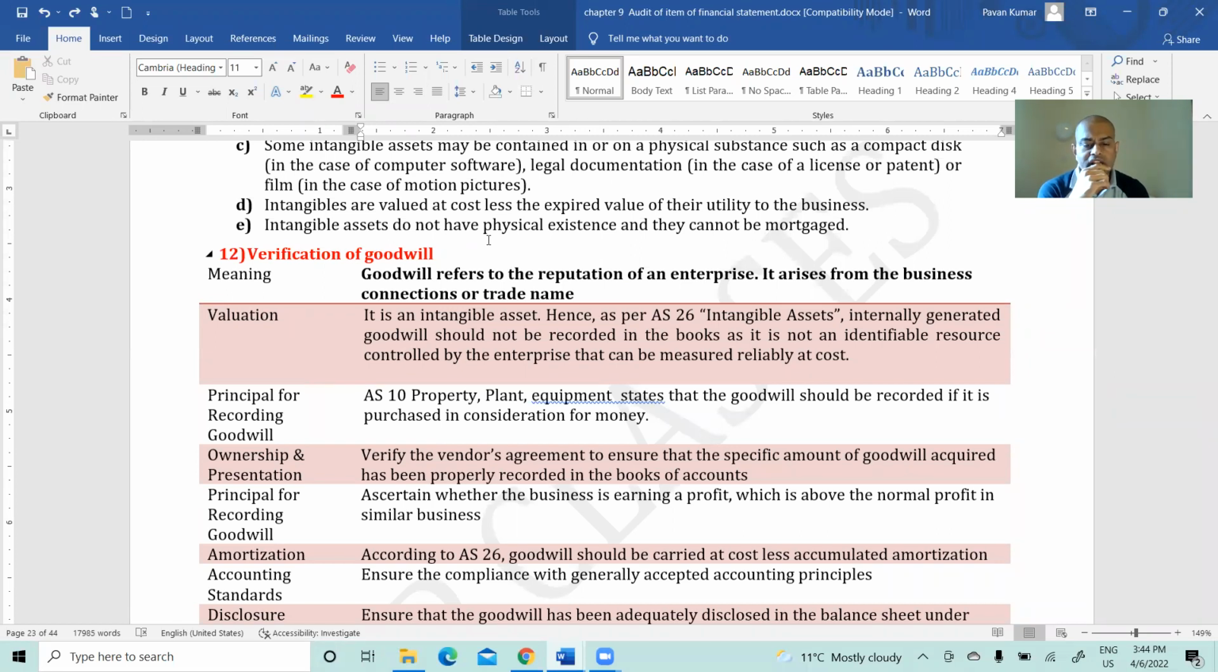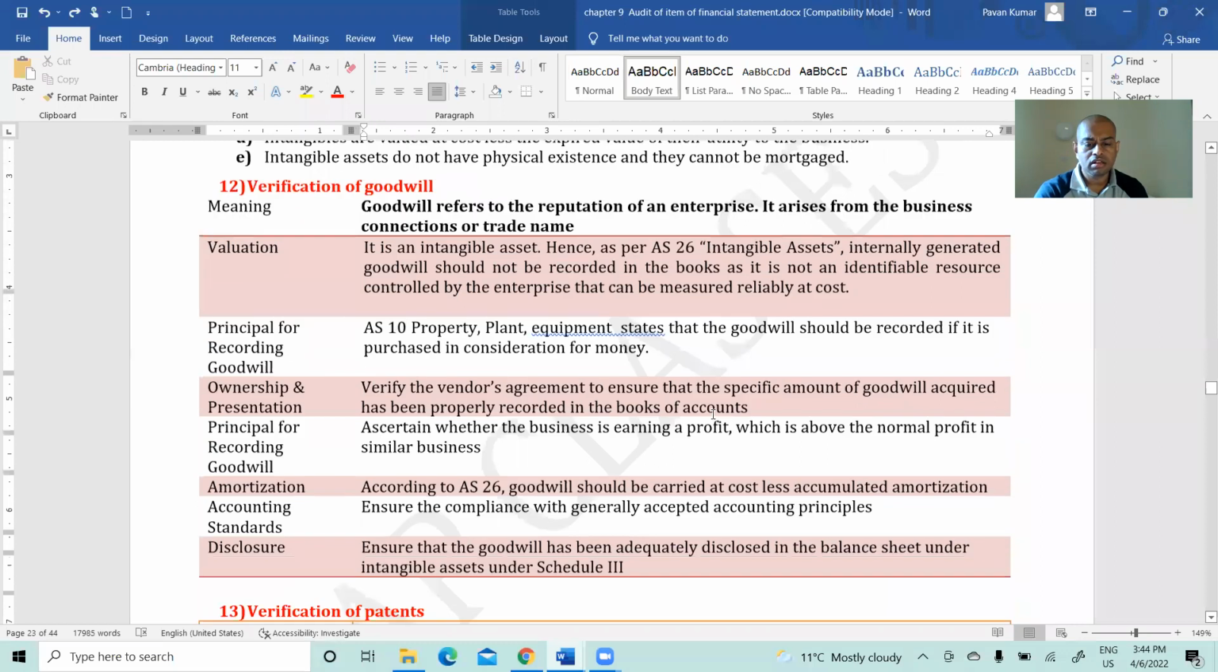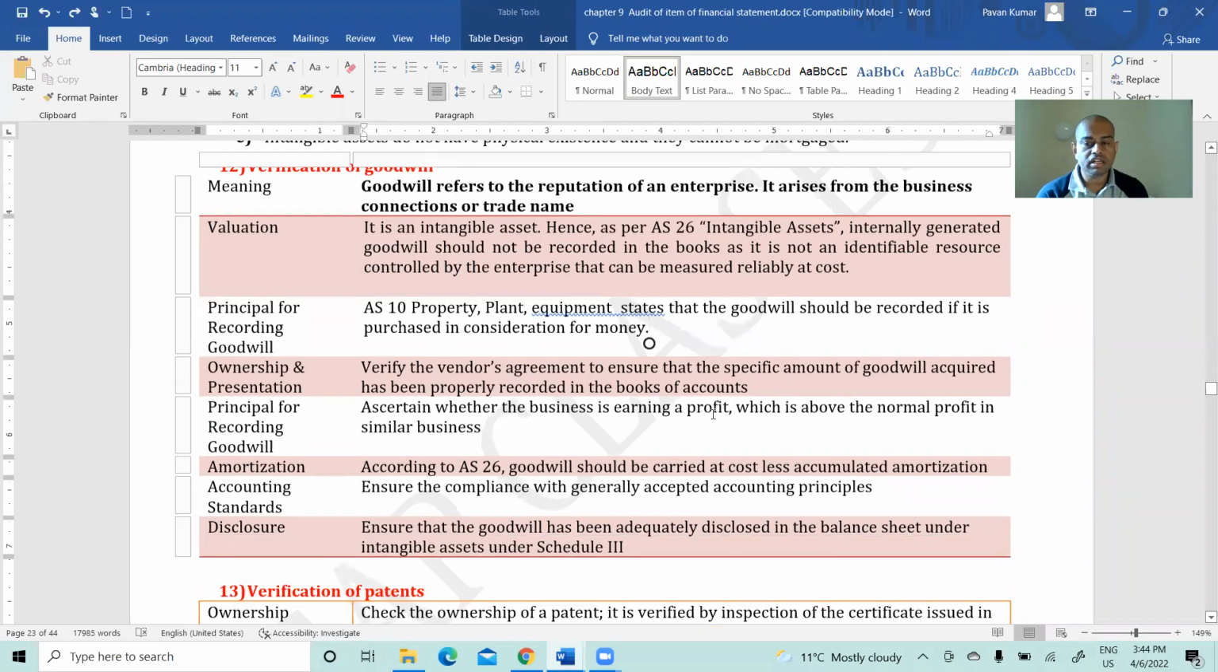Principle for recording: AS 10 Property, Plant and Equipment states that goodwill should be recorded if it is purchased in consideration for money. What is this? AS 10 Property, Plant and Equipment, why does it speak about goodwill? It should be AS 26, no? Yes, sir.